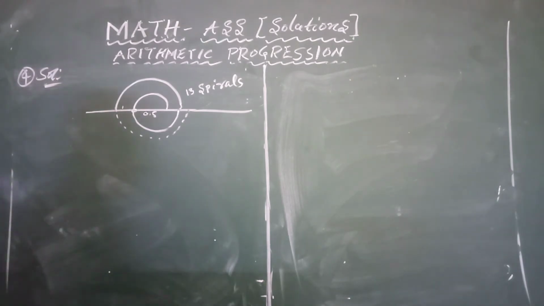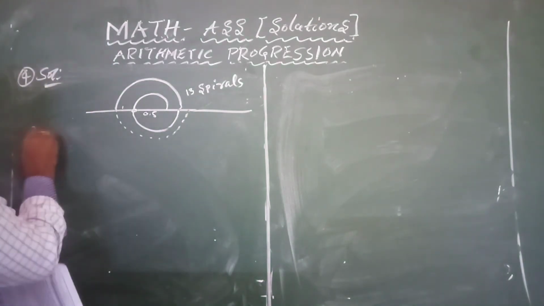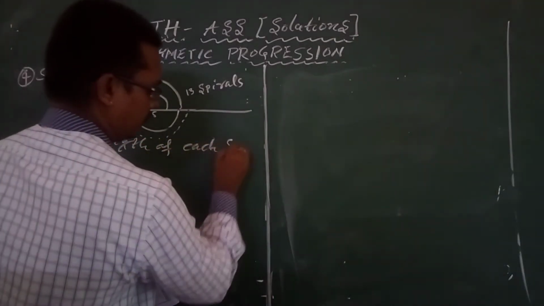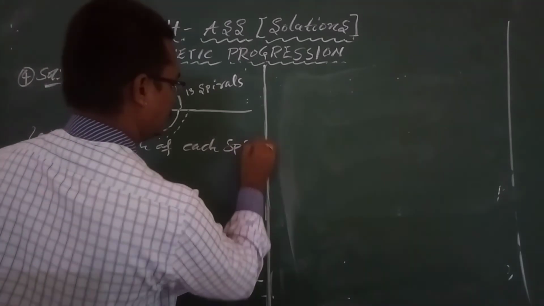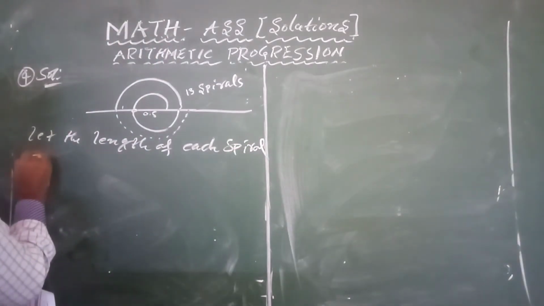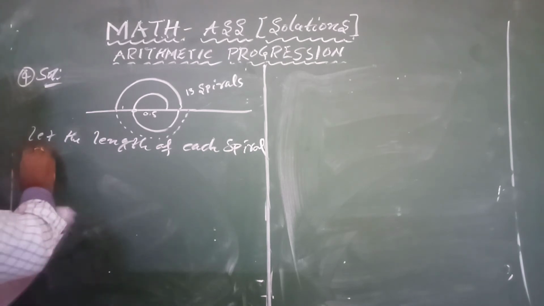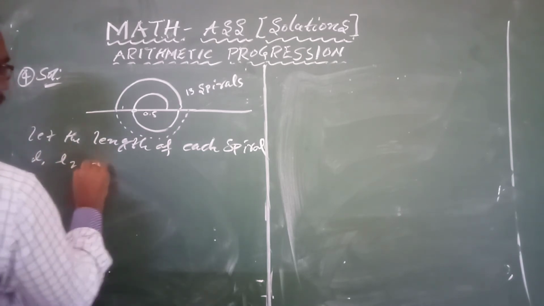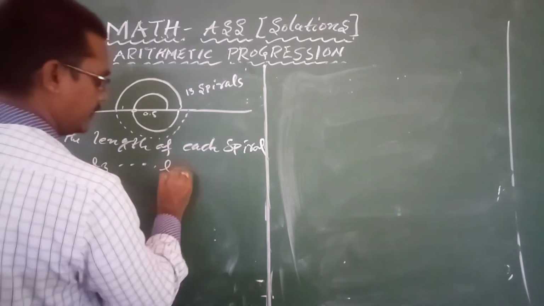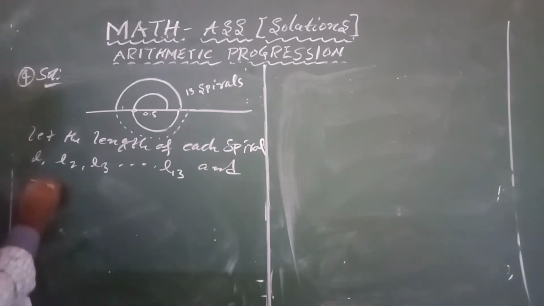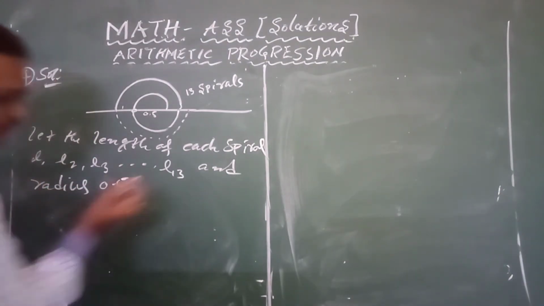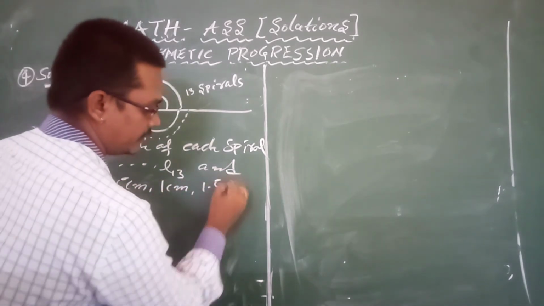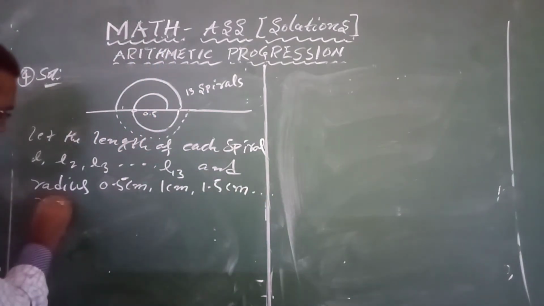So here, what is asked is the total length of the spiral. Let the length of each spiral be L1, L2, L3 and so on, up to L13, with radius 0.5 centimeters, 1 centimeter, 1.5 centimeters and so on respectively.